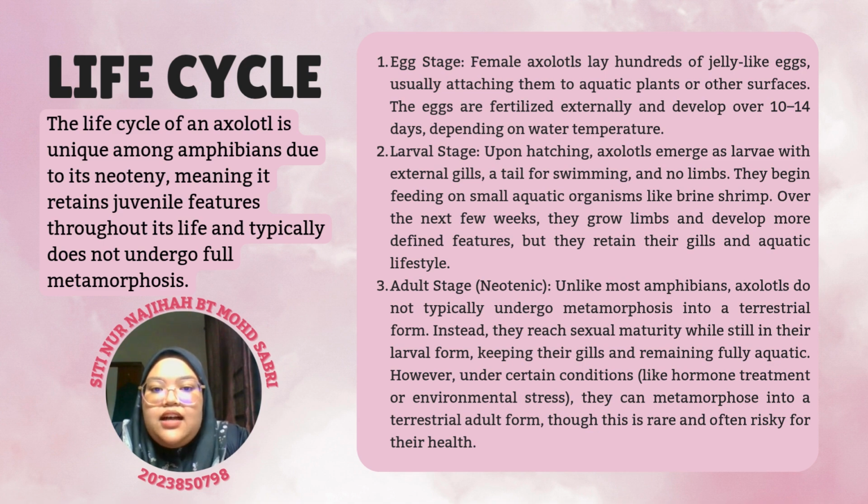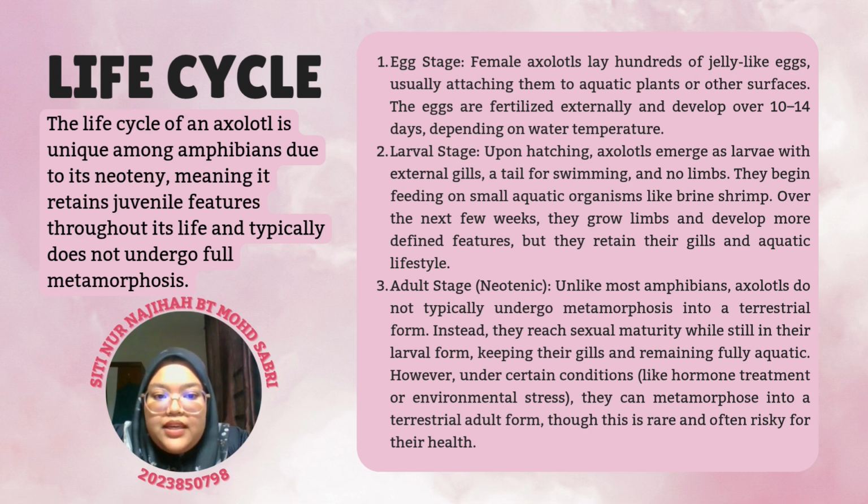Larval stage. Upon hatching, axolotls emerge as larvae with external gills, a tail for swimming, and no limbs. They begin feeding on small aquatic organisms like brine shrimp. Over the next few weeks, they grow limbs and develop more defined features, but they retain their gills and aquatic lifestyle.